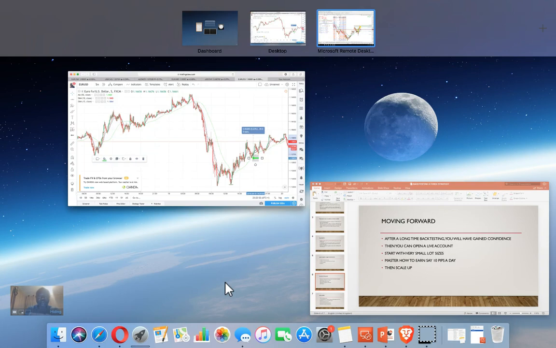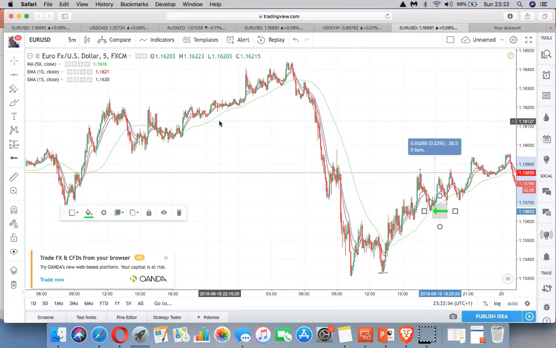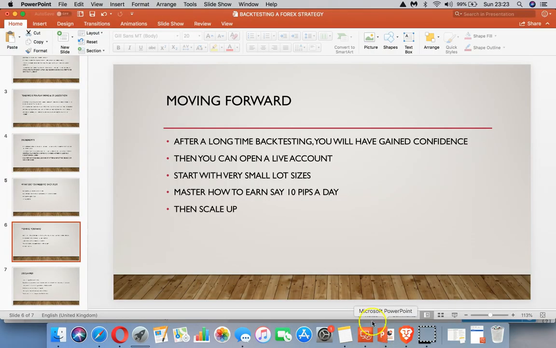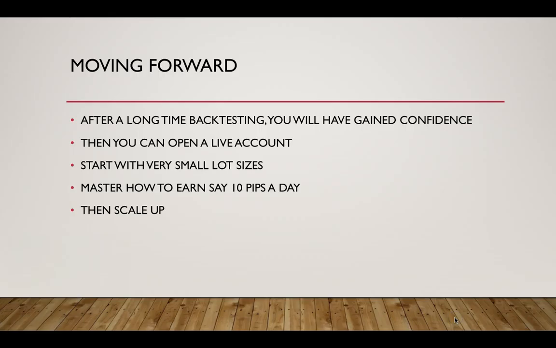If you have any questions, it's not the most perfect strategy in the whole world, but it just gives you an idea of how you are going to be able to test your strategy out before you begin to risk real money on it. After you have spent a long time backtesting, I would advise that you then open a live account with a small amount of money. You start with very, very small lot sizes, and you master how to earn, say, 10 pips per day, and then you can scale it up from there.